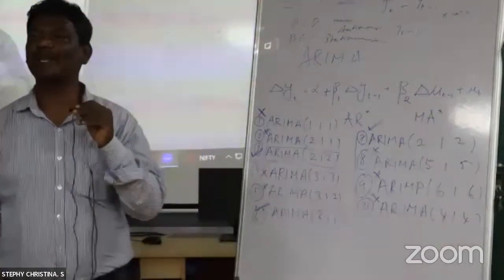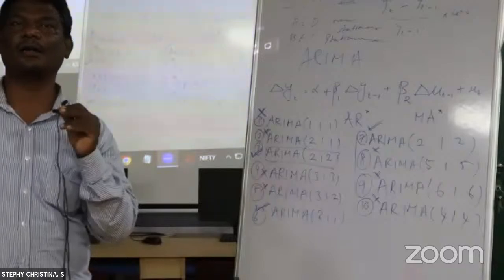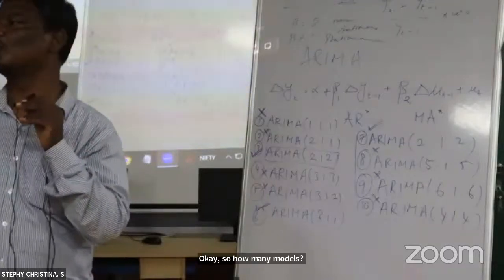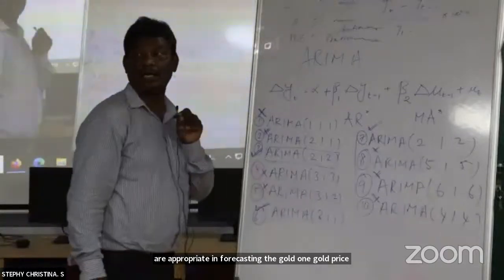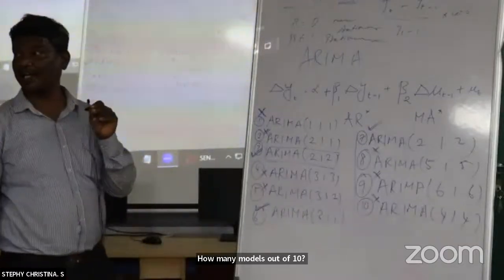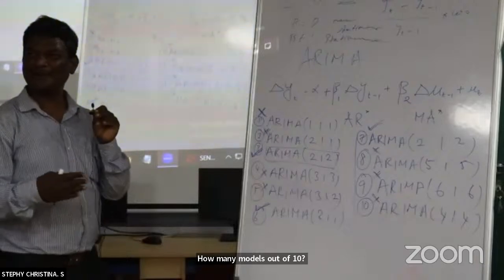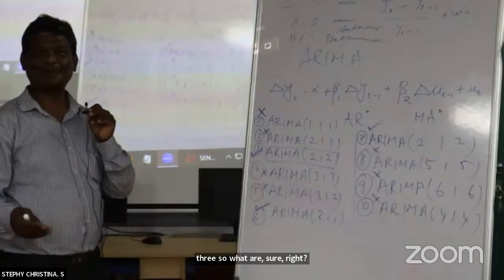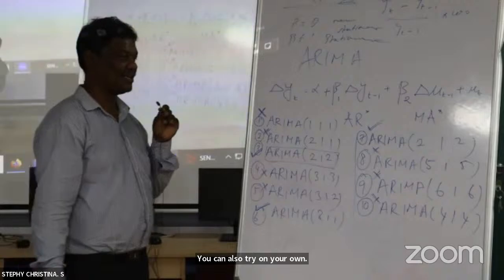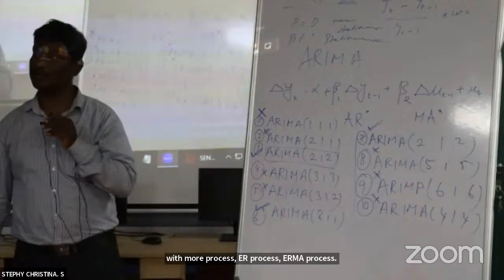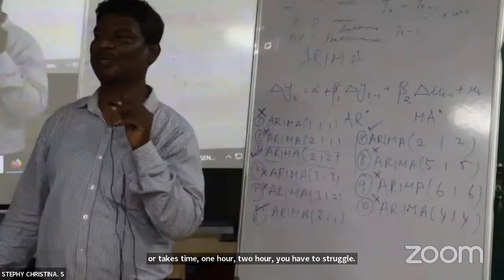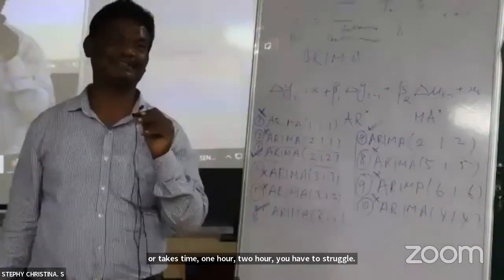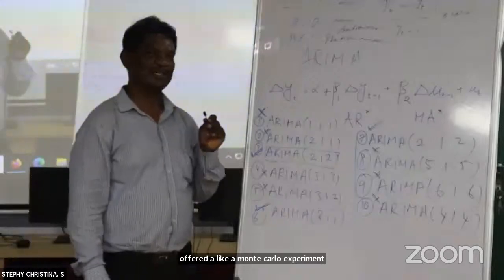Okay, so how many models are appropriate in forecasting the gold price? How many models out of 10? 3. So what is sure, right? You can also try on your own with more AR process, ARMA process. But it takes time, 1 hour, 2 hours, you have to struggle, half a day. It's like a Monte Carlo experiment. So 1,000 times you can repeat it.